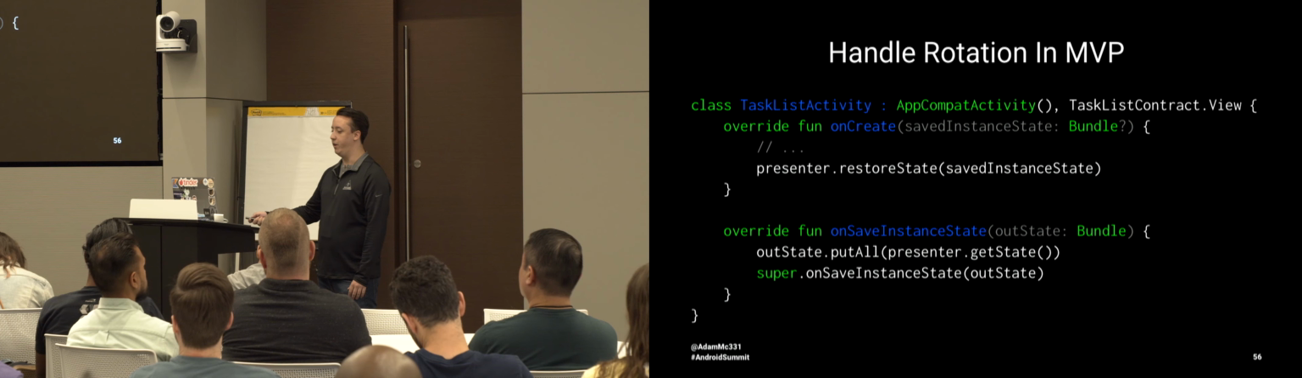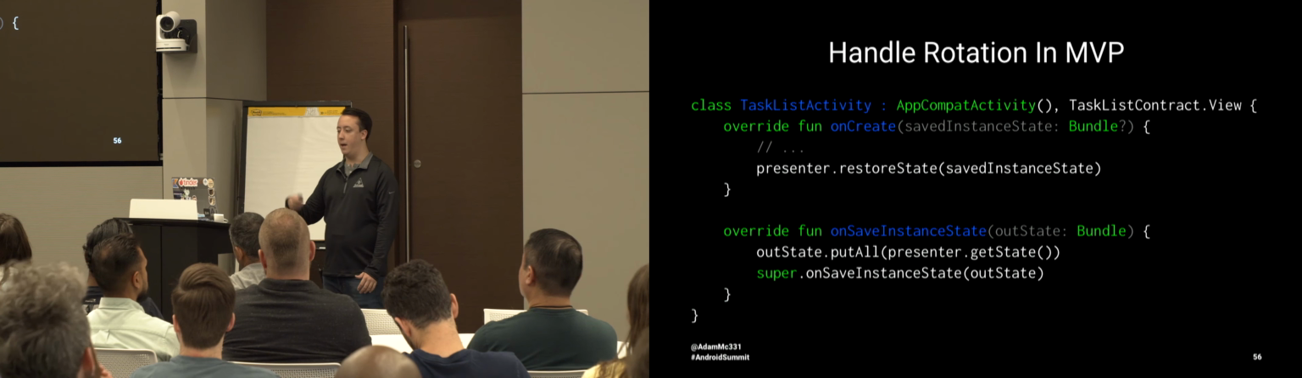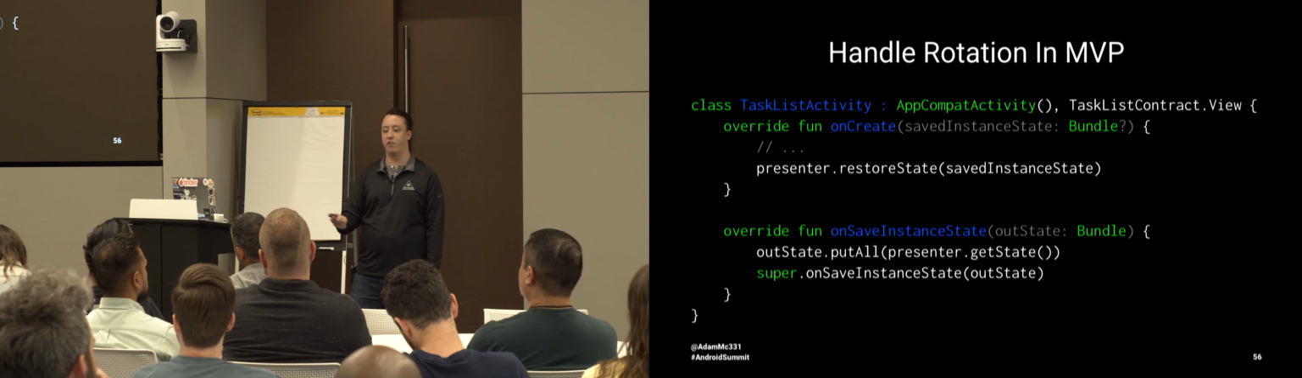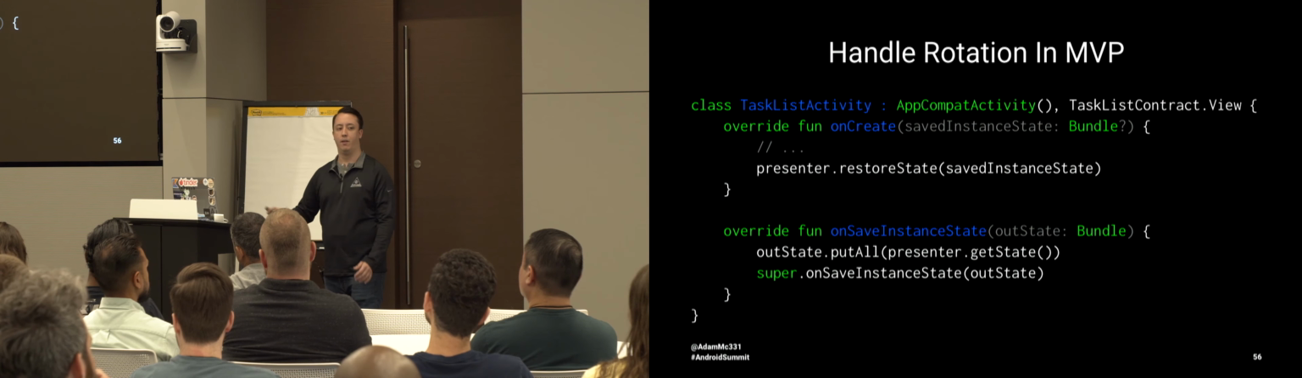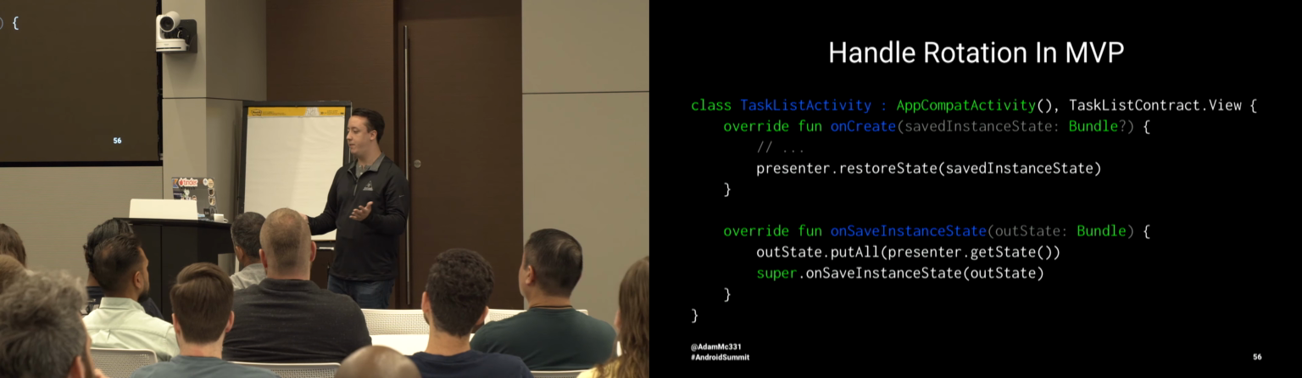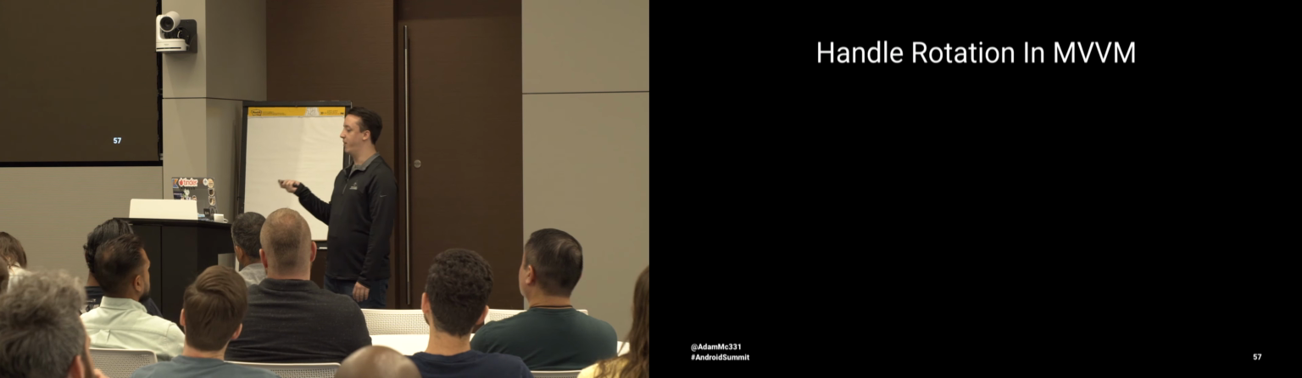And then inside the view, we call those methods. Implementing the handling rotation is very straightforward. The complexity obviously depends on what your presenter is doing and how complicated get state is. But implementing the framework for handling rotation is pretty easy. But it gets even easier in MVVM.